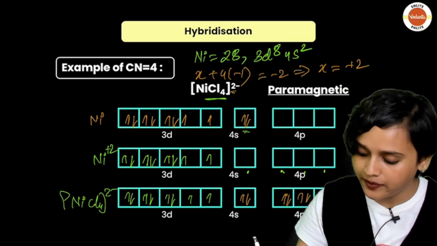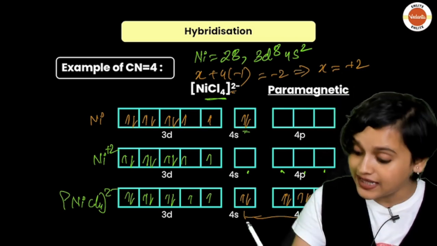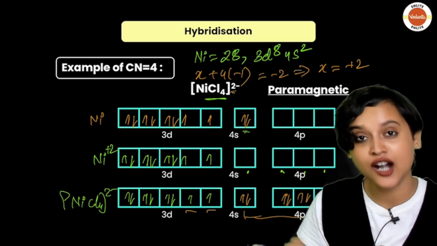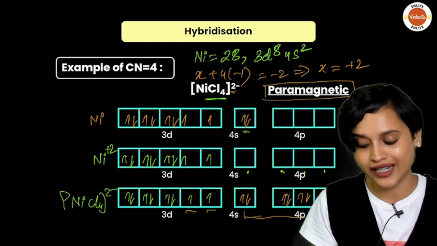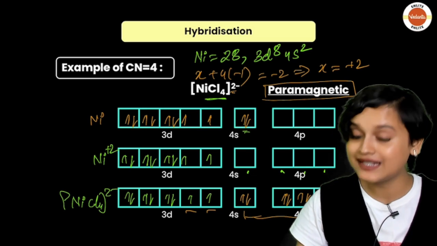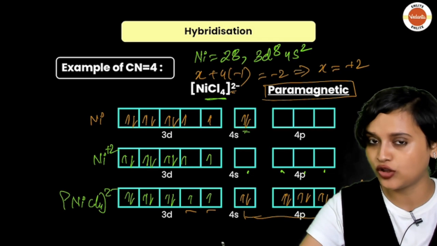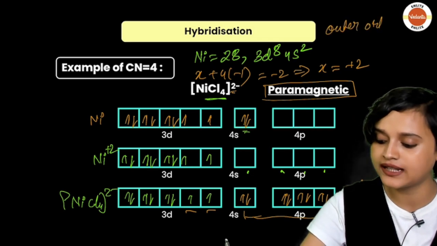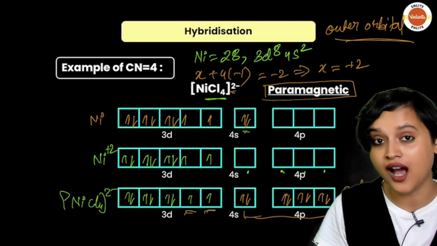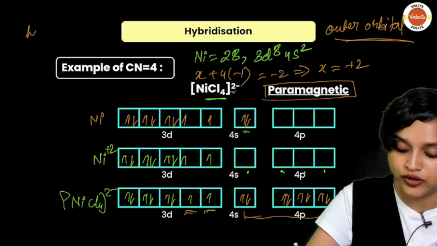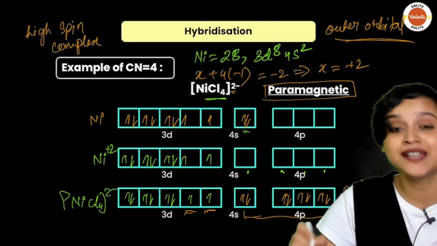So what is the hybridization? This is a no-brainer. Everybody knows this is sp3 hybridization. With sp3 hybridization, I can see that there are 2 unpaired electrons. If there are 2 unpaired electrons, does it make sense that this is paramagnetic? If it is paramagnetic and there is sp3 hybridization, what is it? This is an outer orbital complex, am I right? This is outer orbital and because this is paramagnetic and there are unpaired electrons, what am I going to call it? I'm going to call it a high spin complex. Correct.